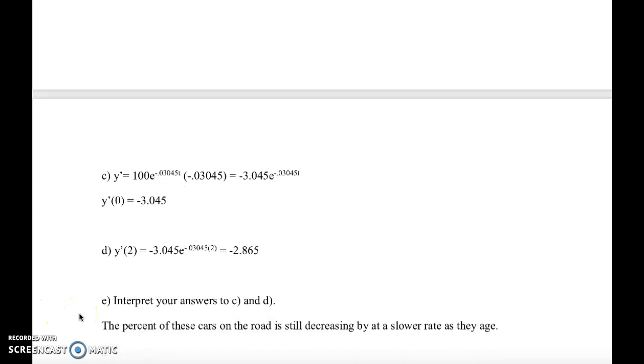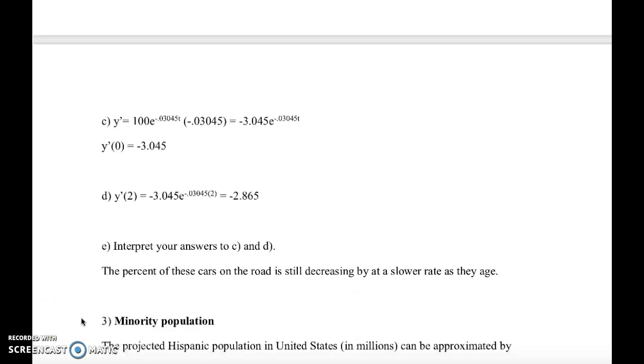Okay. Let's interpret those answers, because it seems kind of weird that we have these negative numbers. As we look at 100%, we have a negative 3 if we round it. If we look at 2 years, we have negative 2.8. All right, and so the percent of cars on the road is decreasing at a little bit of a slower rate as they age, at least between the year 0 and the year 2.